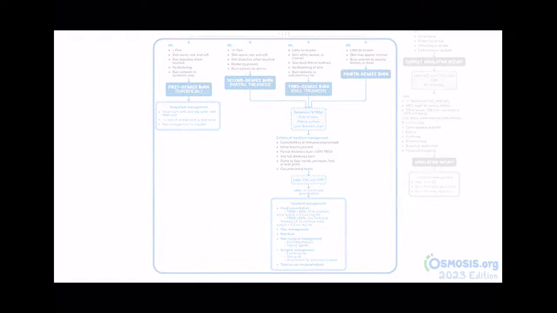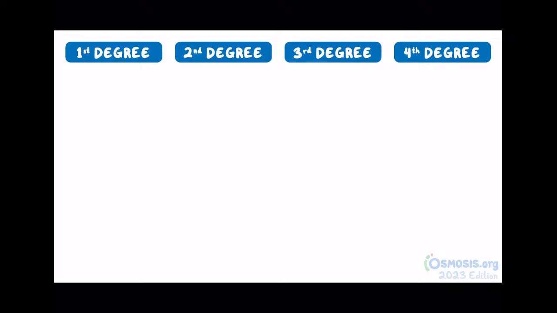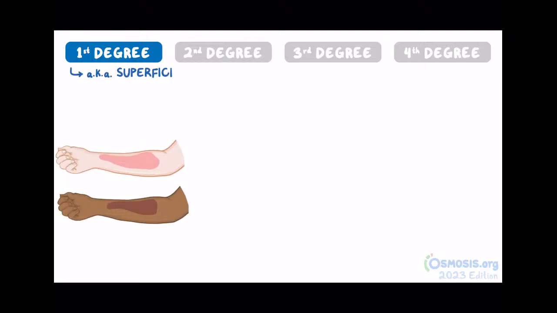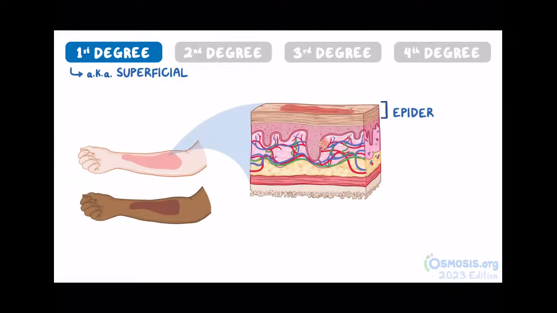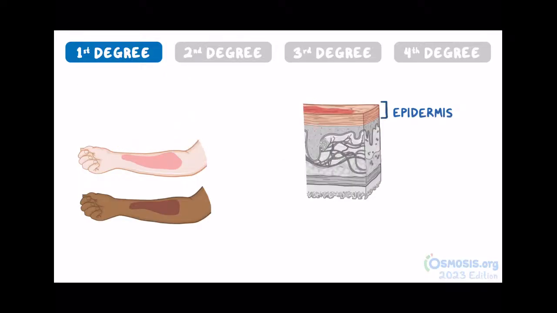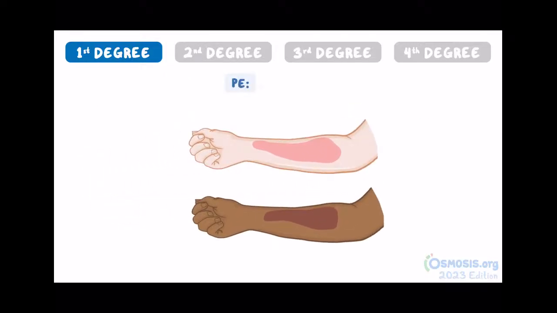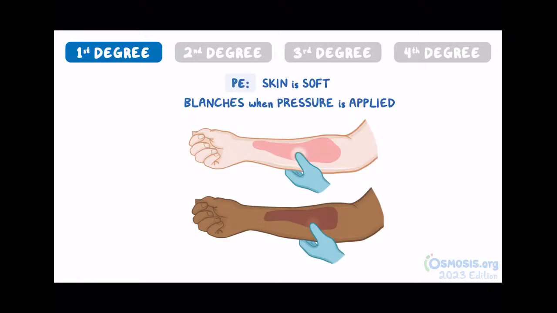Burns are classified based on the depth of injury into first, second, third, and fourth degree burns. Let's switch gears and talk about first-degree burns, also known as superficial because they involve only the epidermis. To remember first-degree burns, just imagine a sunburn. So, on physical exam, the skin is soft, it blanches when pressure is applied, and is typically painful. If you see this, then you are dealing with a first-degree burn.